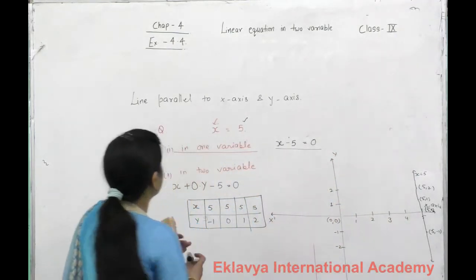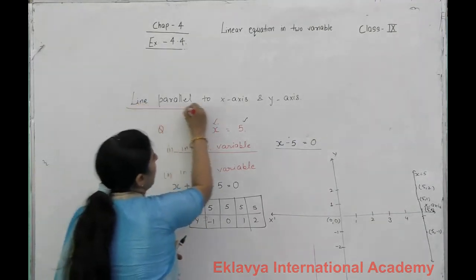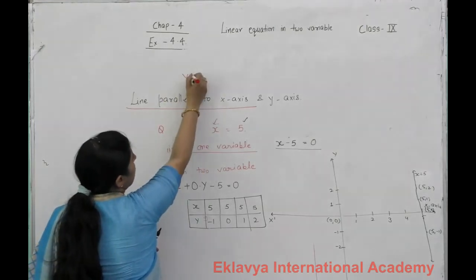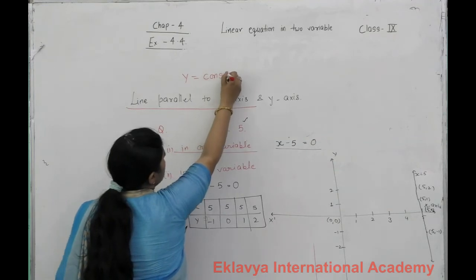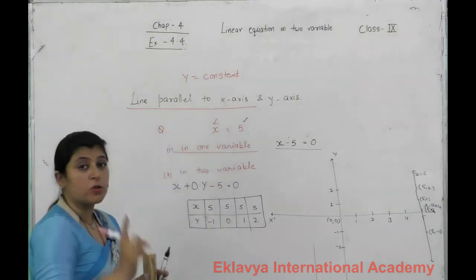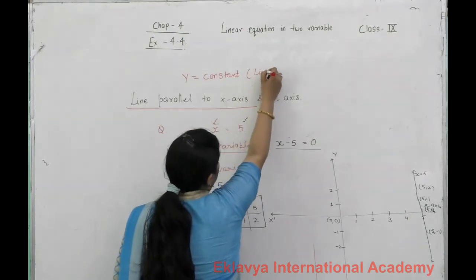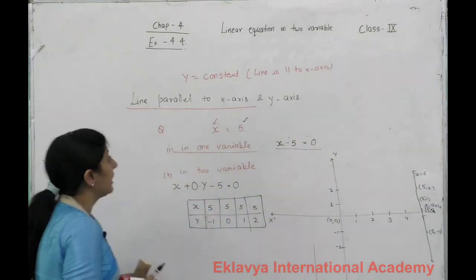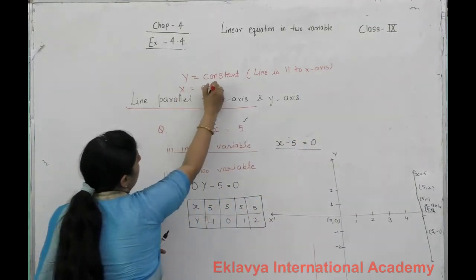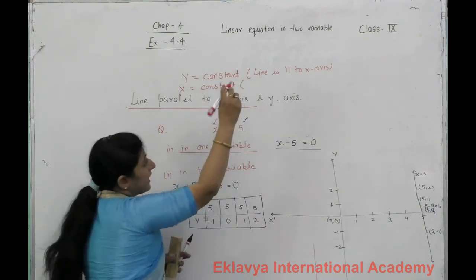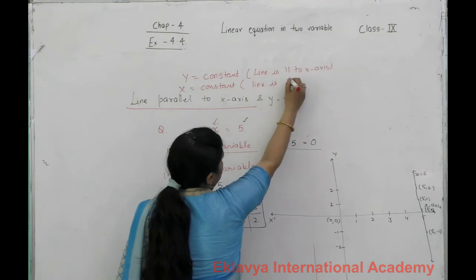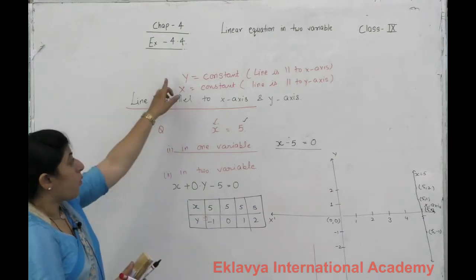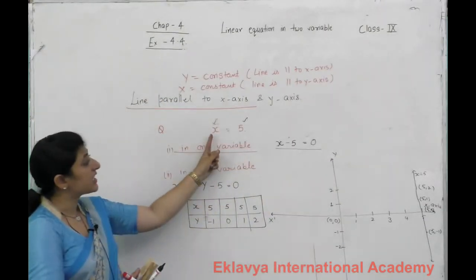It means, what is the equation for a line parallel to the x-axis? For a line parallel to the x-axis, it is y is equal to constant. X is equal to constant when the line is parallel to the y-axis. Here, what is the equation? X is equal to constant.